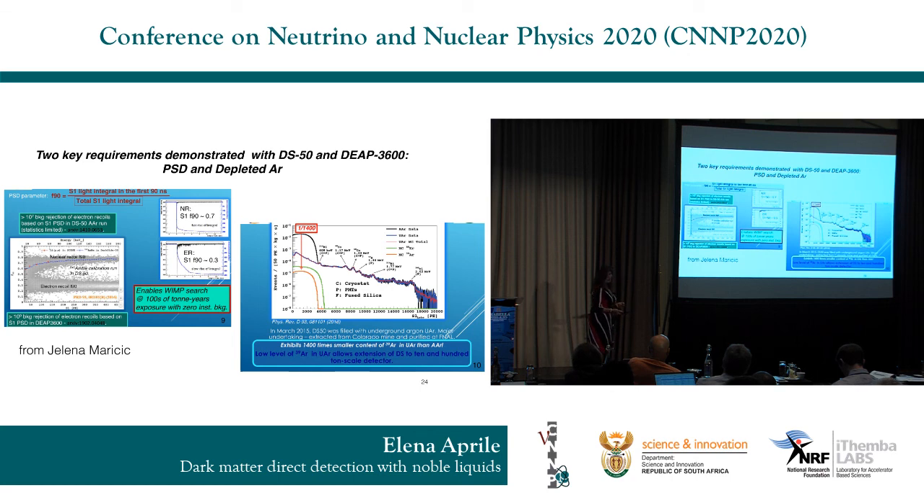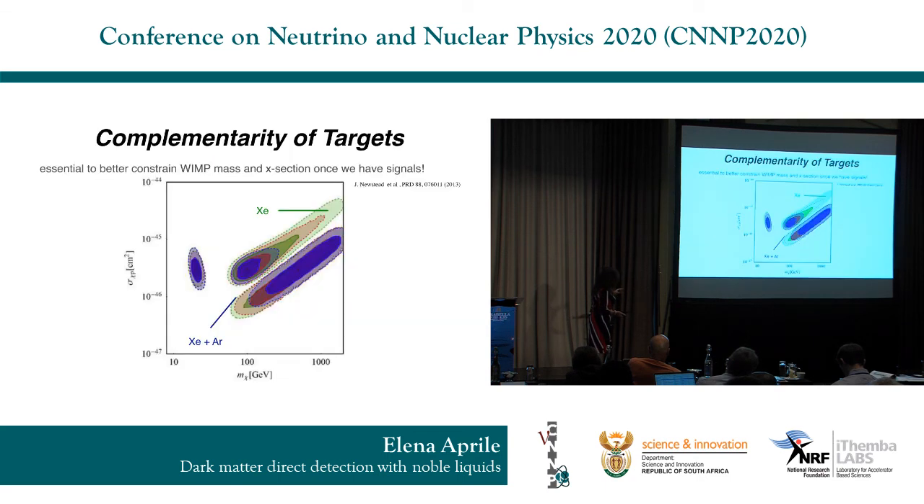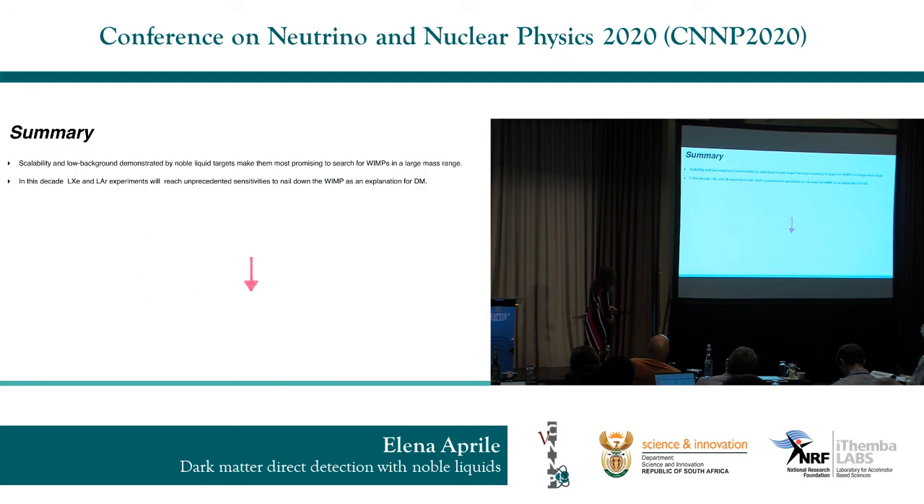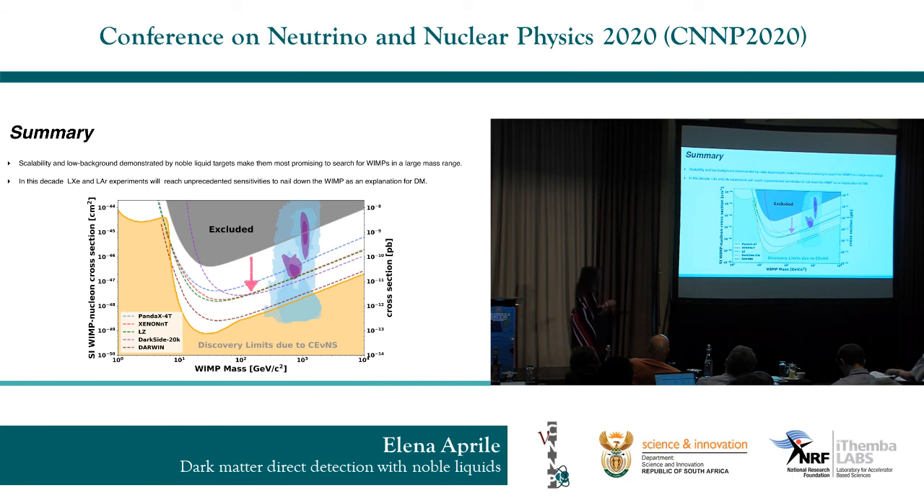Promising, it will probably start a few years later than this, for sure a few years later than LZ and XENONnT. And of course, what I wanted to bring is that it becomes essential to have some other target than xenon. Because if we have both xenon and argon, we can constrain the mass of the WIMP and the cross-section a lot better. So I stop here because I ran out of time, and just to say that the scalability and low background demonstrated by these noble liquid targets make them the most promising way today to search for WIMPs, and hopefully in this decade we will nail down the WIMP idea, or we'll find them. Thank you.